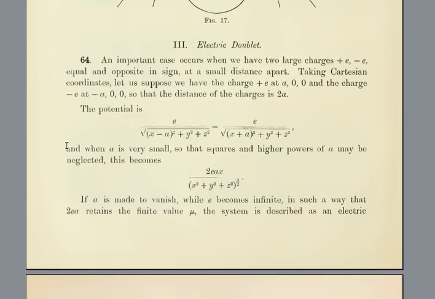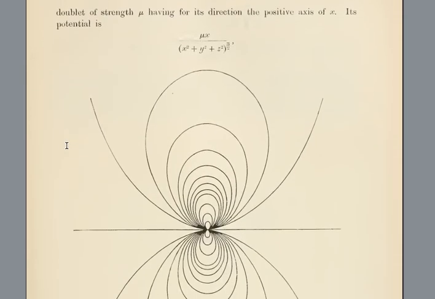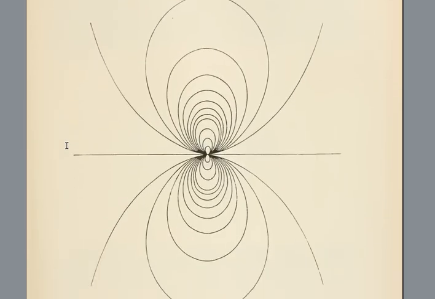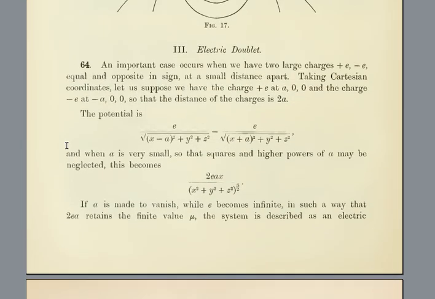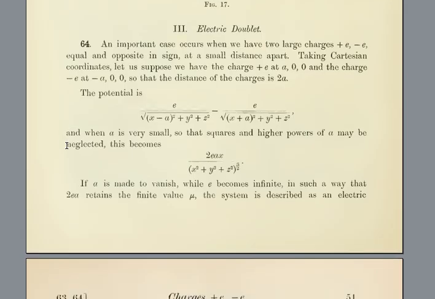64th. Electric doublet. An important case occurs when we have two large charges, +e and −e, equal and opposite in sign, at a small distance apart. Taking Cartesian coordinates, let us suppose we have the charge +e at (a, 0, 0) and the charge −e at (−a, 0, 0), so that the distance between the charges is 2a. The potential is given by e divided by the square root of (x − a)² + y² + z², plus e divided by the square root of (x + a)² + y² + z².